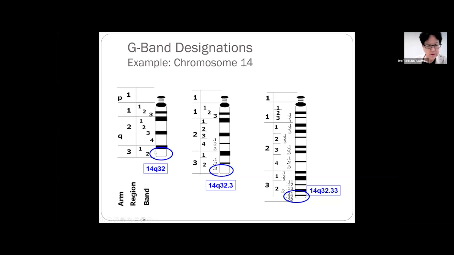So if there's a missing portion here, then we will say deletion of 14q32, right? Chromosome 14, Q3, 2. So that's first the arm, then the region and the band. And then when we write it in the nomenclature, a director from another laboratory understands that this portion is deleted.